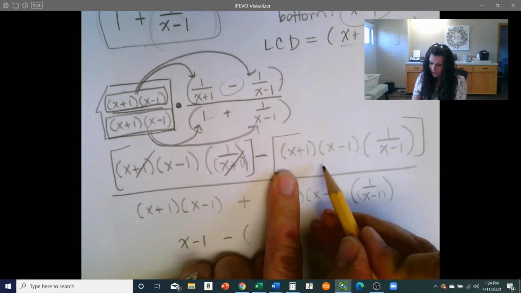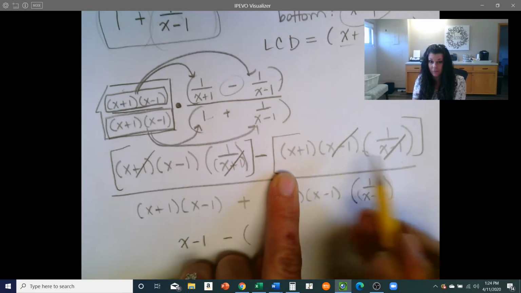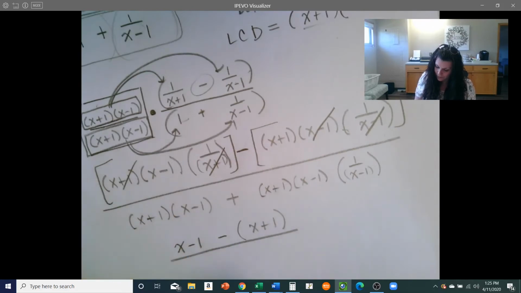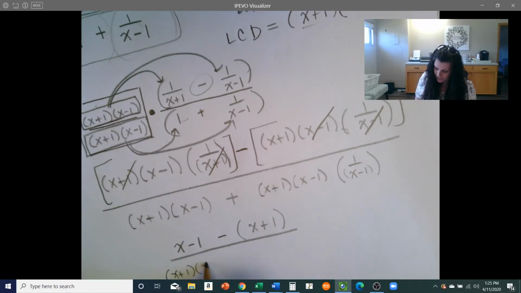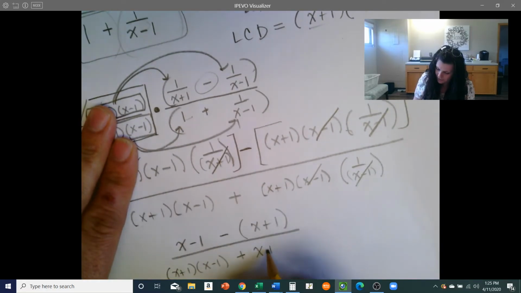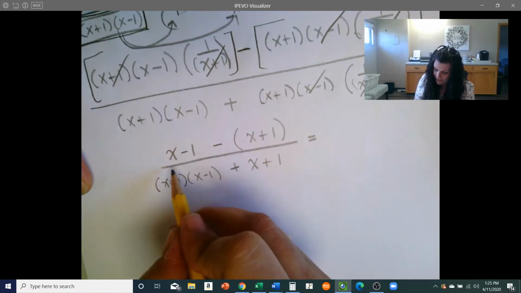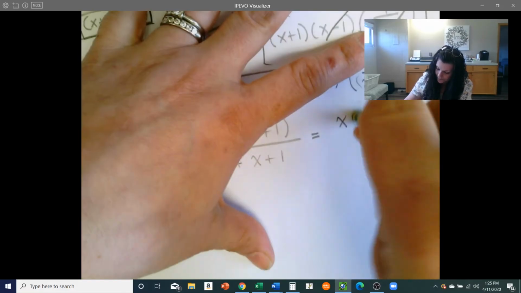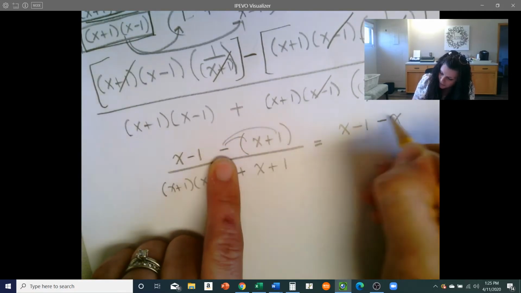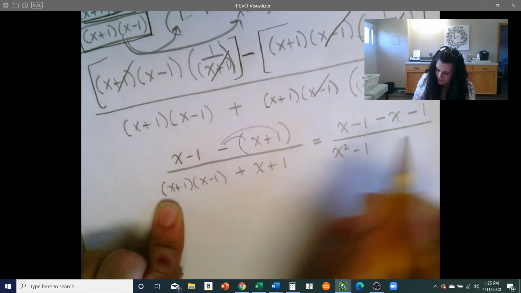Subtracting here, x minus 1 and x minus 1 cancel because 1 is on top and 1 is in the denominator. So I'm left with x plus 1 over, I have x plus 1 times x minus 1 plus, here these cancel, so I have x plus 1. I'm going to rewrite that. X minus 1 minus x minus 1 over, and I'm going to write this as x squared minus 1 now.